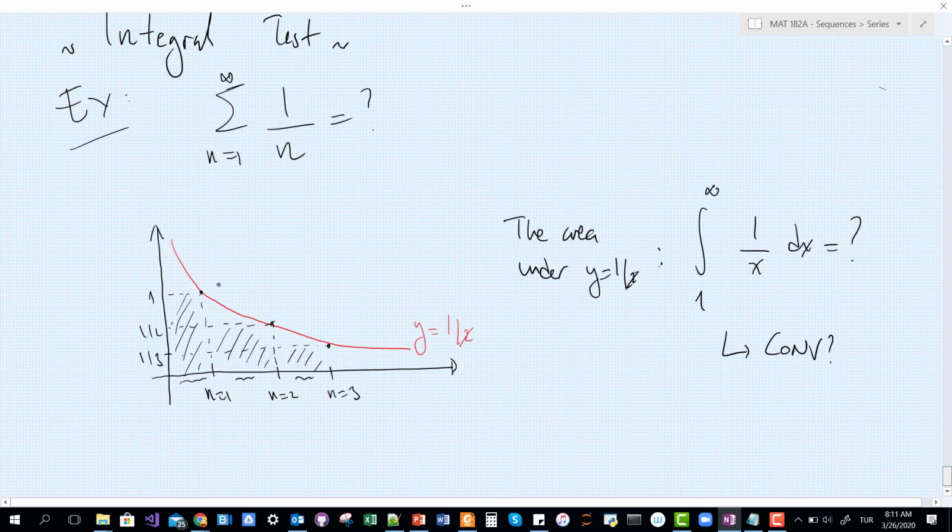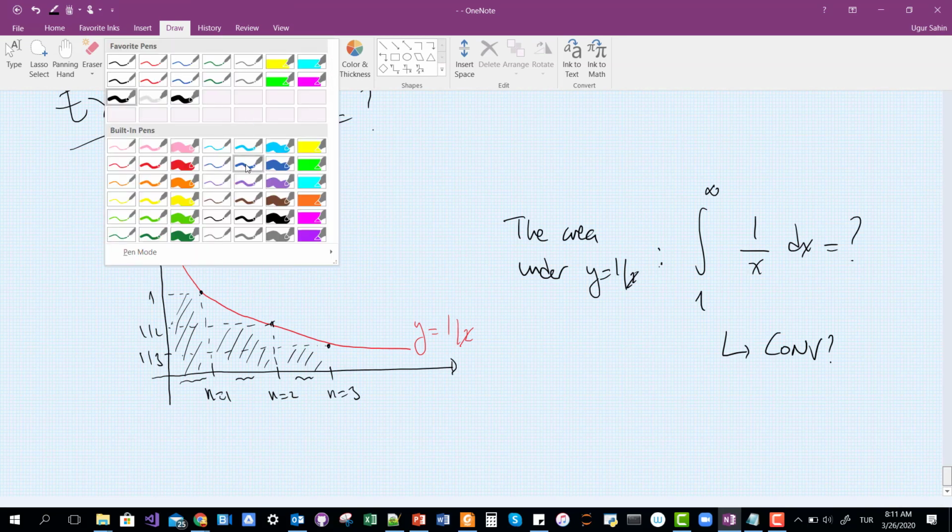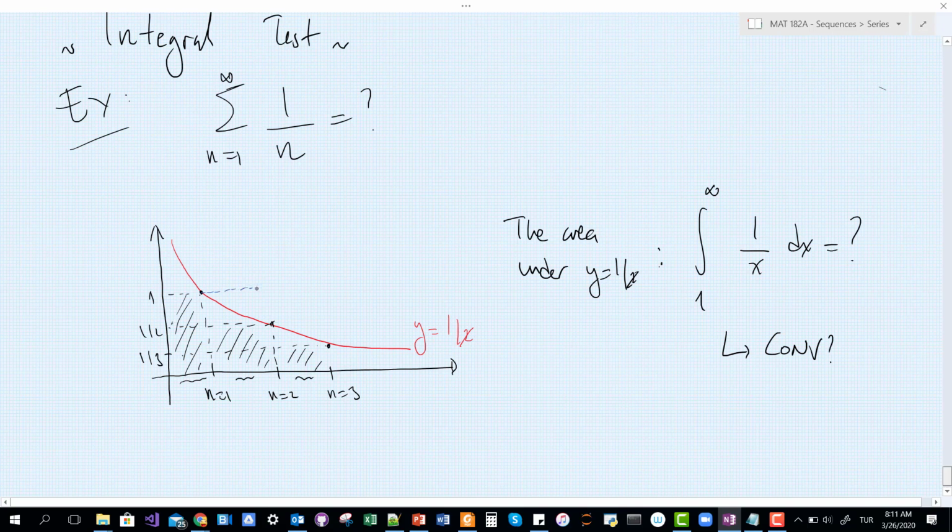Otherwise, if it is divergent, I can use another area for my rectangles. Look at that. I can do the same thing for these rectangles, guys. This time I would take the rectangles above the curve. And if my function converges for this integral, the area for the rectangles is bigger than the area under the curve. That's going to be divergent.